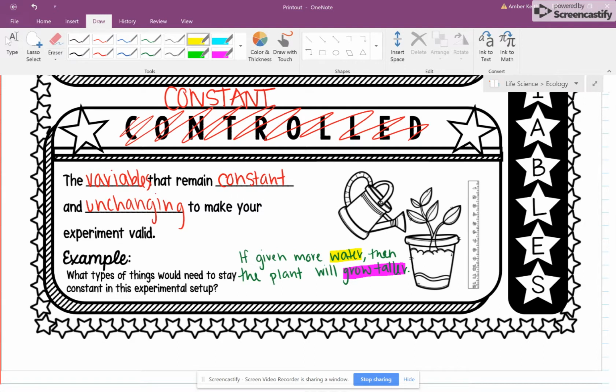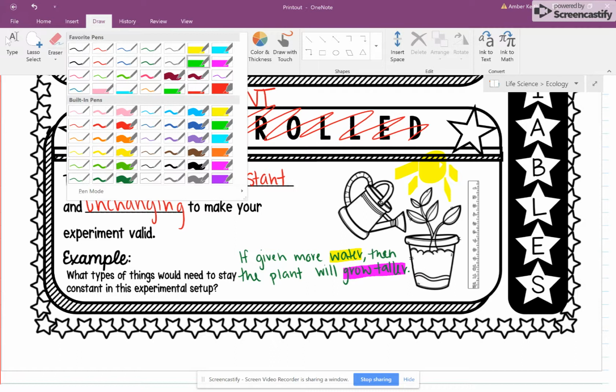If we changed the sunlight and the amount of water, then we can't accurately state that it was just the water that caused the plant to grow taller. It could also be the sunlight if it was given more sunlight. So the things that we keep constant have to be other things that might affect and cause changes in the dependent variable.